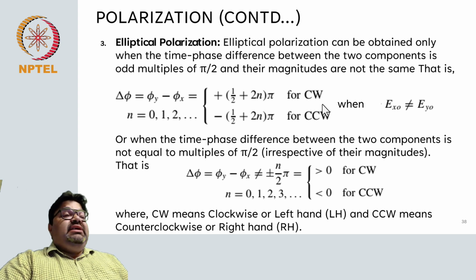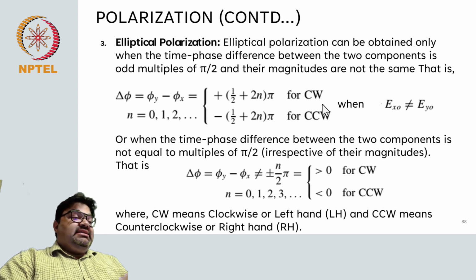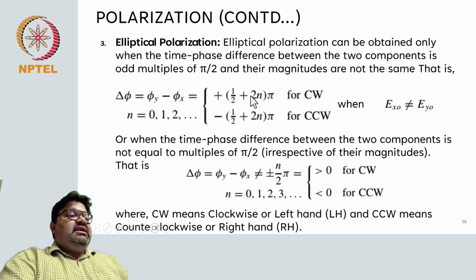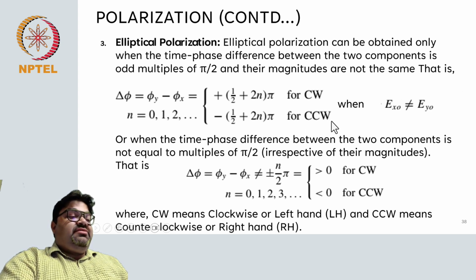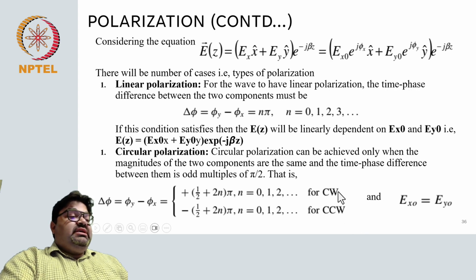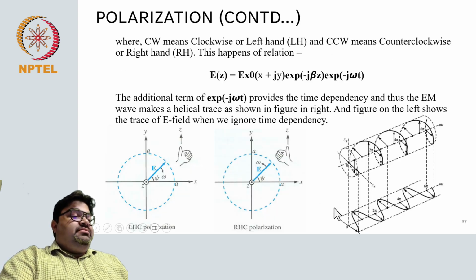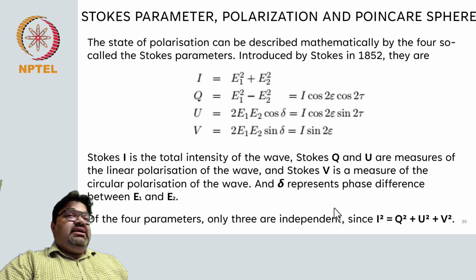And if Ex0 and Ey0, the amplitudes, are not equal, as well as the phase difference is like this, either plus 2n plus half pi or minus 2n plus half pi, then these are basically called elliptical polarization. Okay, CW stands for left-handed circular polarization, and CCW is counterclockwise or right-handed circular polarization. Similarly, for the circular polarization also, there are left-handed and right-handed properties. We will come to all of this when we learn about antenna radiation and stuff.